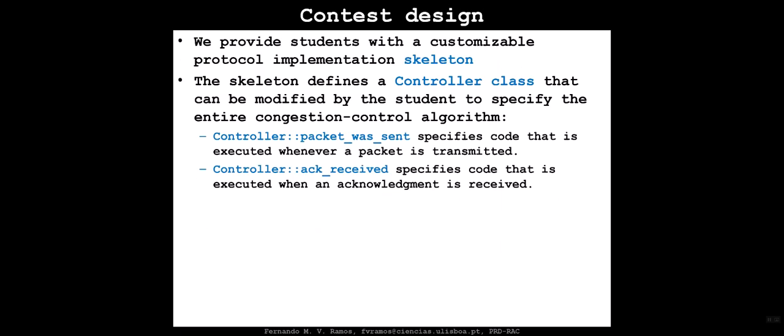With respect to the design of the contest, most of the code is already available. You already have a customizable protocol implementation skeleton, and the idea is that you change one class, called the controller class. There are two methods in this class that you should change, called packet was sent and ACK received. You can also change other parts of the code, such as the sender and the receiver if you wish, but you don't need to. The only thing you really need is to look at the packet was sent and ACK received methods.